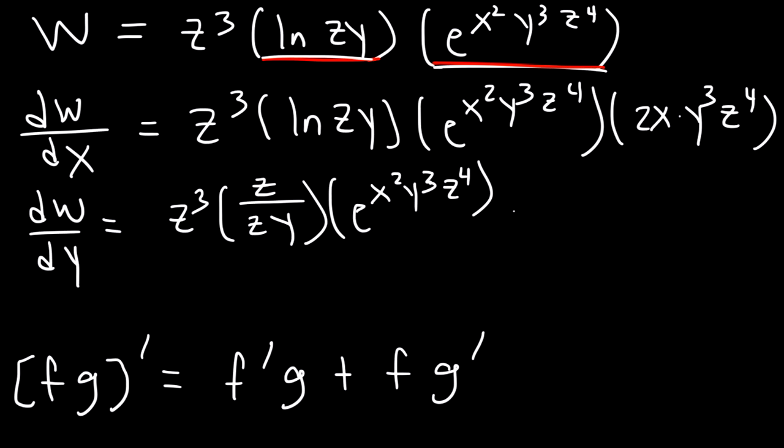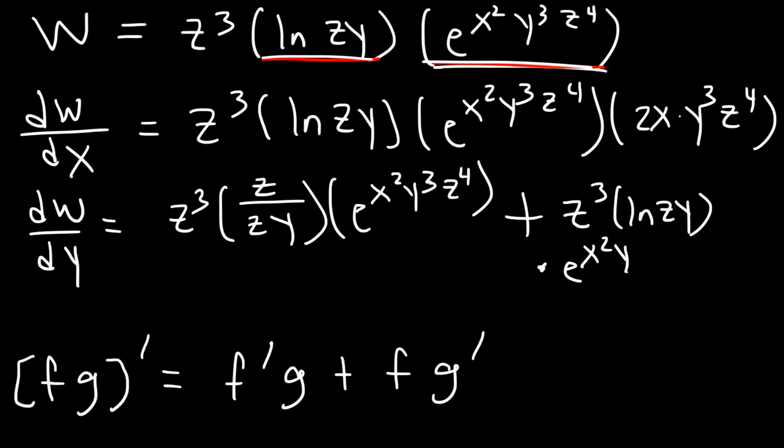Now for the second part. So let's rewrite the constant z to the third. F is basically the first time we see the variable, ln zy, which we're just going to rewrite as ln zy. And then g prime, the derivative of the second part, that's going to be e to the u, which is e^(x squared y cubed z to the fourth), and then times u prime, where we're differentiating the y variable, so it's going to be x squared times the derivative of y cubed, which is 3y squared, times the constant z to the fourth. And I'm running out of space.